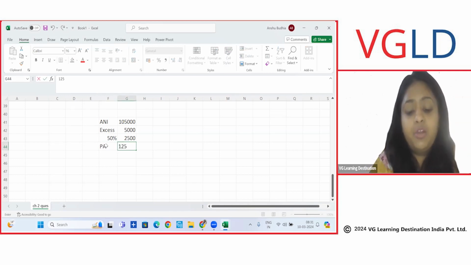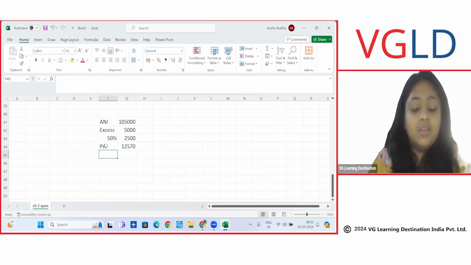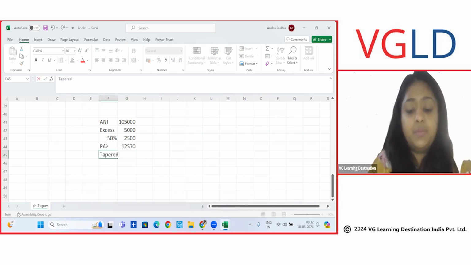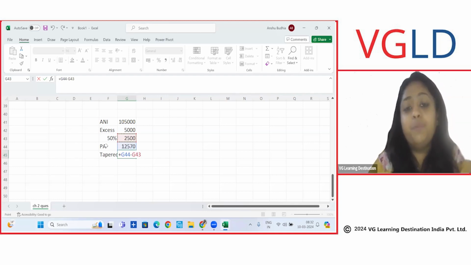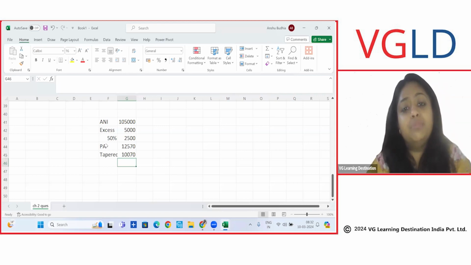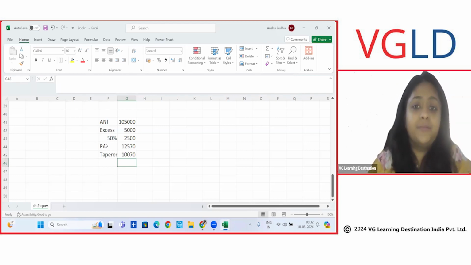What is the PA available? 12,570. So when you reduce it, you get your tapered PA. Tapered PA will be 12,570 less 2,500. Okay, you will reduce the 50% of excess from PA. Then you get 10,070 as the answer.